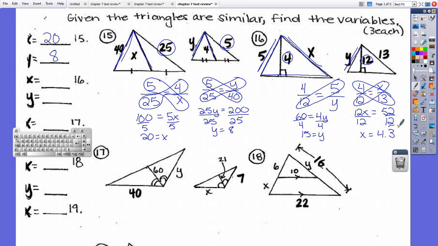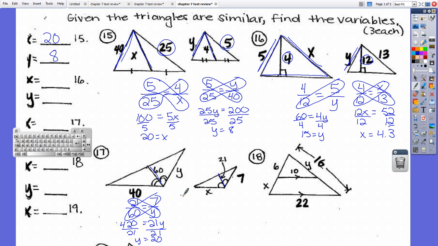Okay, number 17. I have this side on both of them, so I'm going to set up 21 over 60 equals 7 over y. That's 21y equals 420. I divide by 21 and I get 20 equals y. Y equals 20. Alright, and I'm running out of room down here, so I'm having to write at the very bottom.